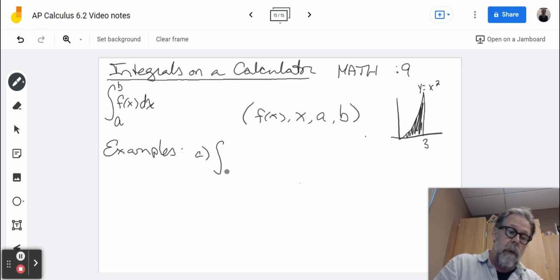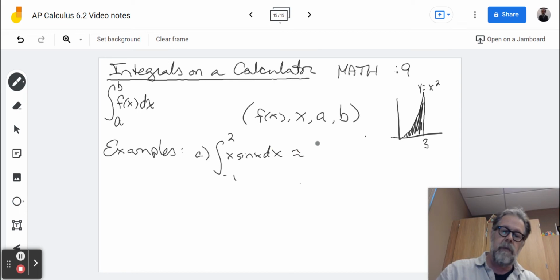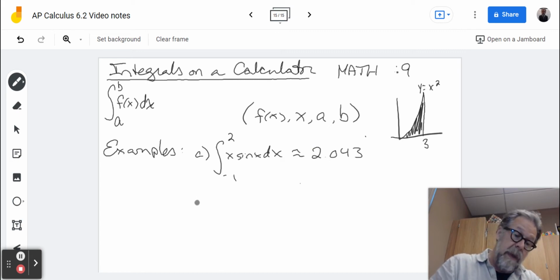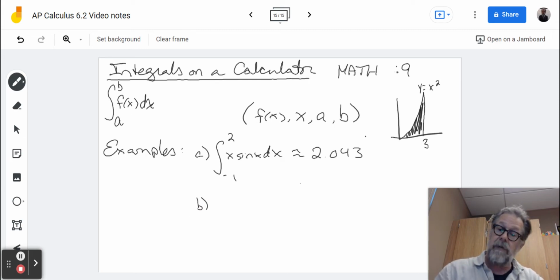The integral from -1 to 2 of x sine of x dx is approximately, pause, back, 2.043. Always going to go to 3 decimals in AP calculus. Whether you go to 3 or different in your calculus class will depend on yours, and in real life it'll depend on what you need.